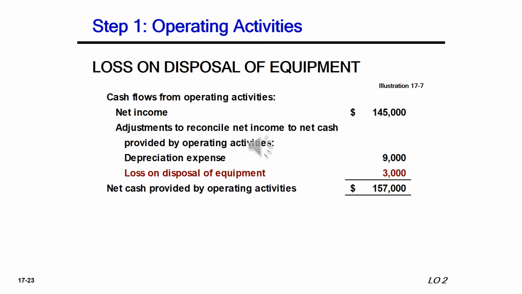Of course, for our specific example, we had a loss on disposal of equipment, so we're going to add that back to the net income. So again, same details we had from the previous steps. Now what we're going to do is also include the loss on disposal of equipment, and we're going to add the amount to our total from before, and that will adjust our net cash provided by operating activities up to 157,000.